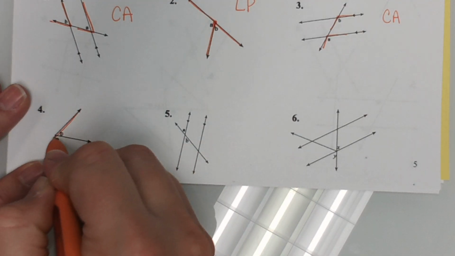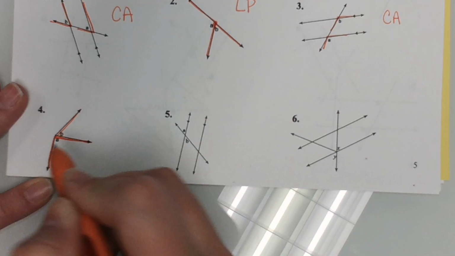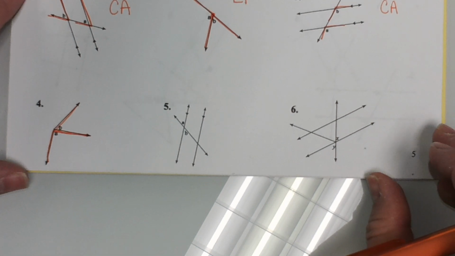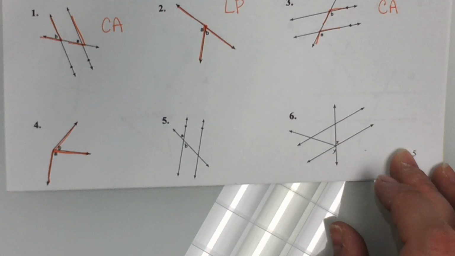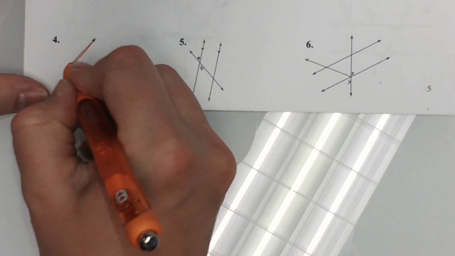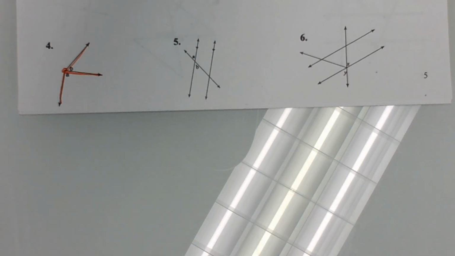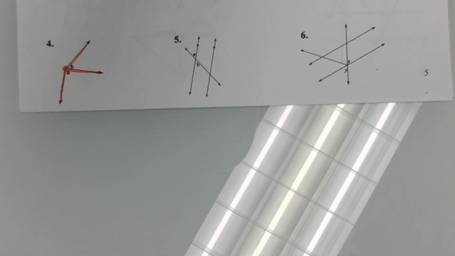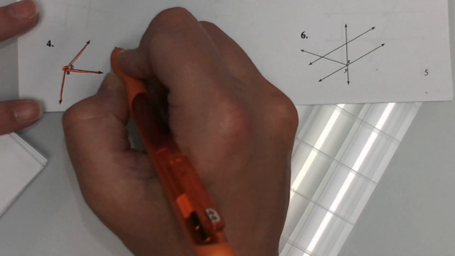Question 4. This angle and this angle. Kenna, do they share a vertex? Yes, which means they're yesterday's style of angle pairs. Tristan, would you say these are adjacent, a linear pair, or vertical? Just plain old adjacent.